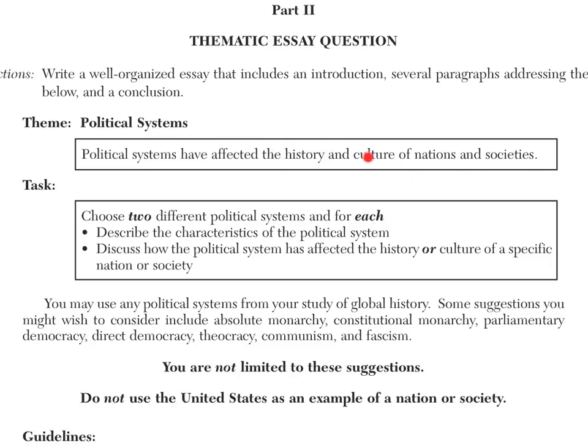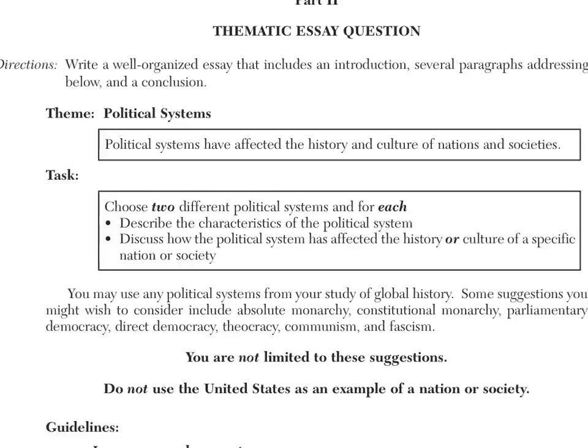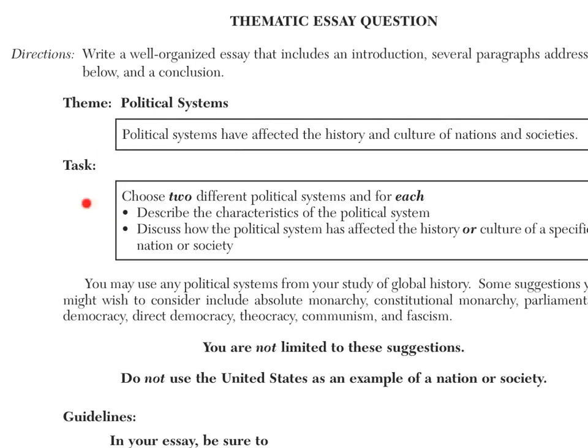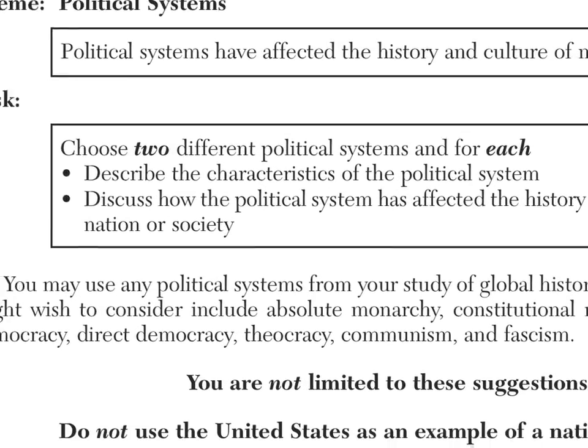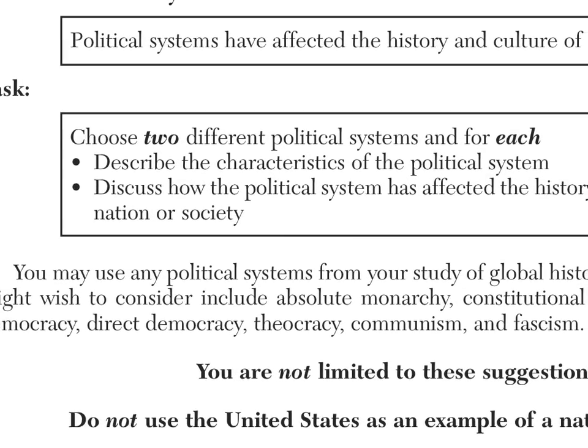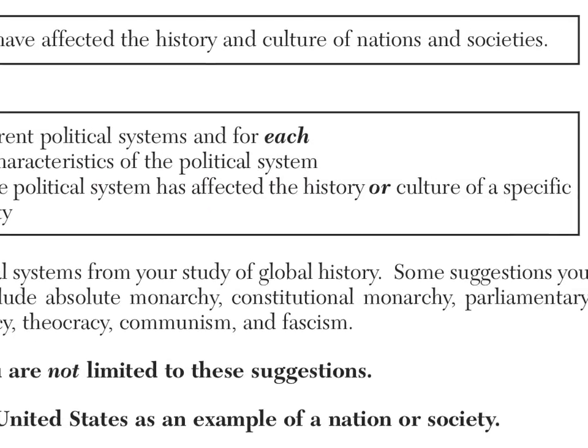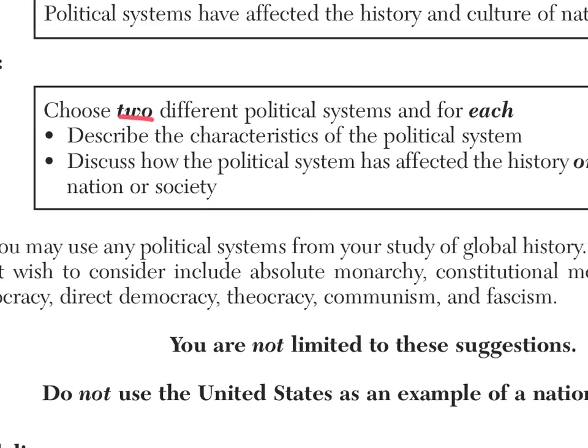So we're not going to be talking about the introductory paragraph, which we know we're going to use this for, or the concluding paragraph. What we're going to be doing today is looking exclusively at the task. So let's take a look at this task and analyze it. And this task says what? It says choose two, and that's crucial, two different political systems, and for each, what are we doing? We're going to be describing the characteristics of the political system and discussing how the political system has affected the history or culture of a nation or society.